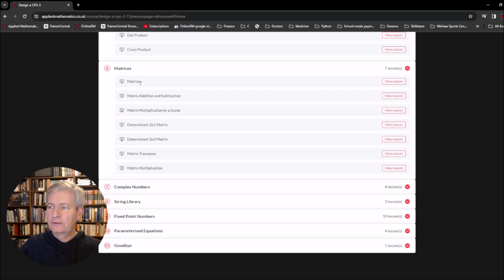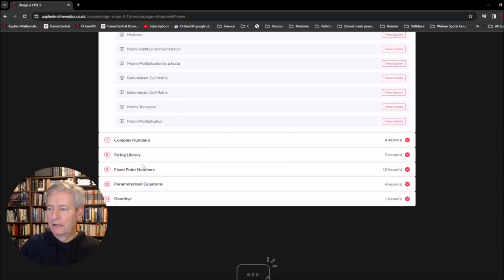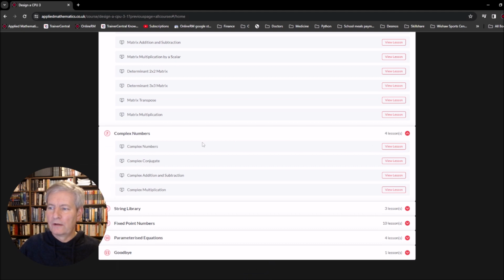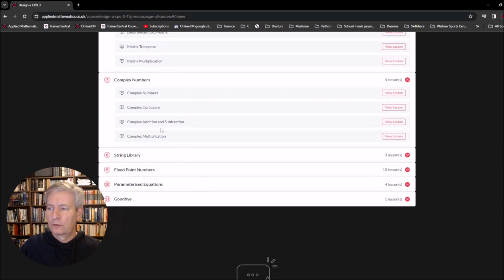We then go on to matrices, and we've got addition and subtraction, multiplication by scalar, the determinant of 2 by 2 and a 3 by 3, matrix transpose and matrix multiplication. We then go on to look at how we represent complex numbers on our computer. We're looking at the real and imaginary parts, the complex conjugate, complex addition and subtraction, and complex multiplication.